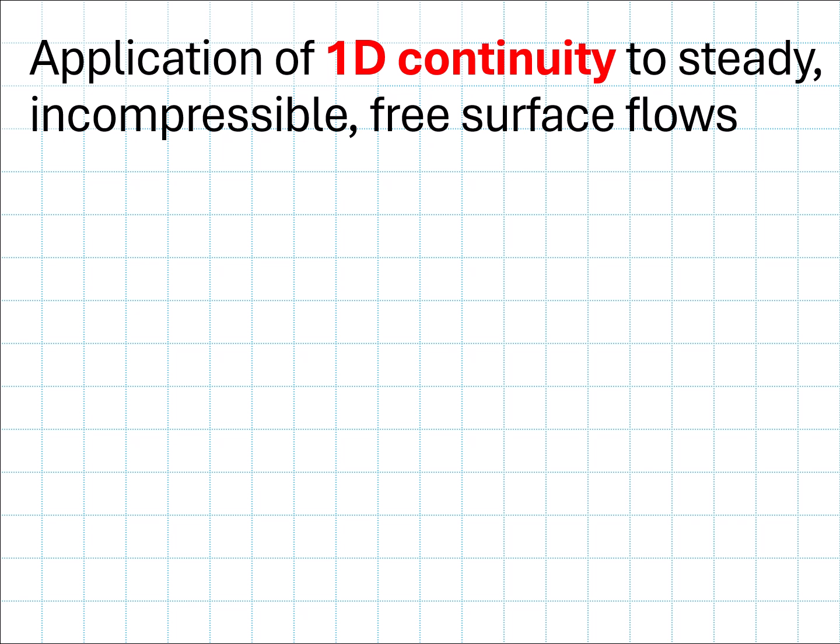What do I mean when I say 1D continuity? So when I say continuity, of course, I'm referring to application of the conservation of mass equations. And 1D flow means that I've got a velocity in one direction only. So by default, this will become the streamwise component of velocity, u.